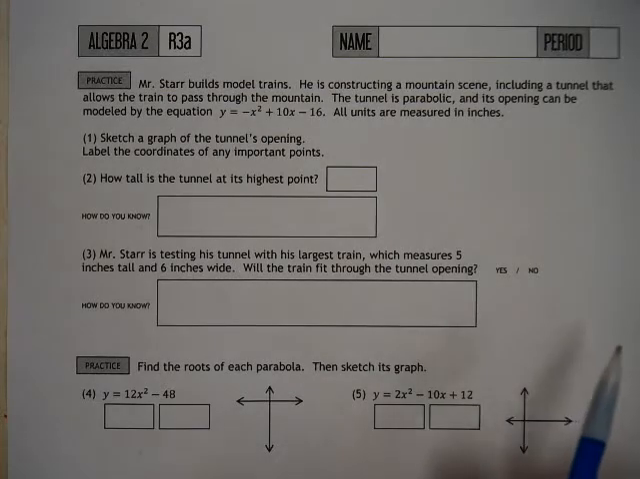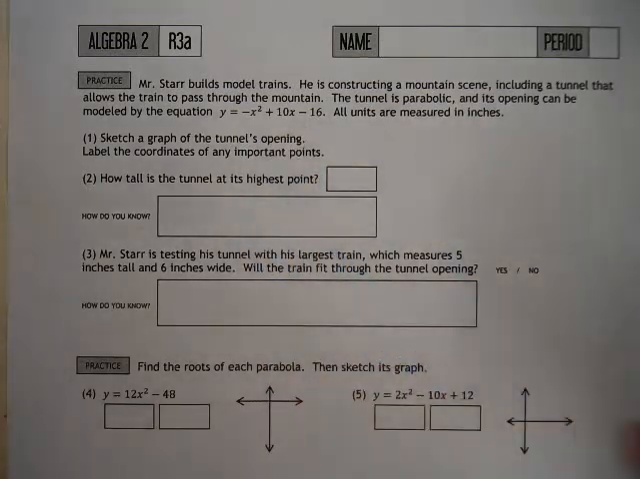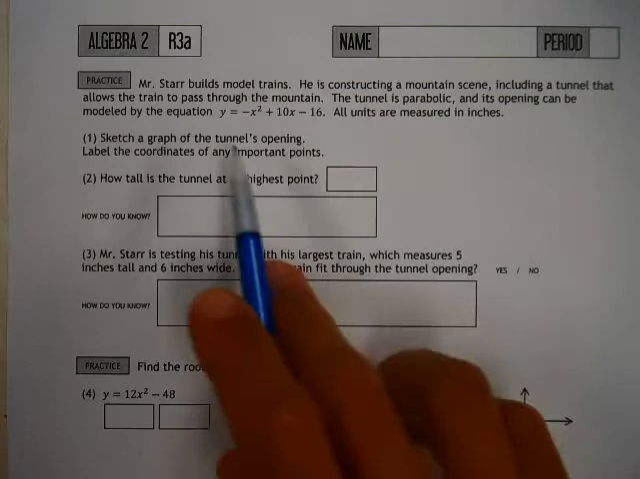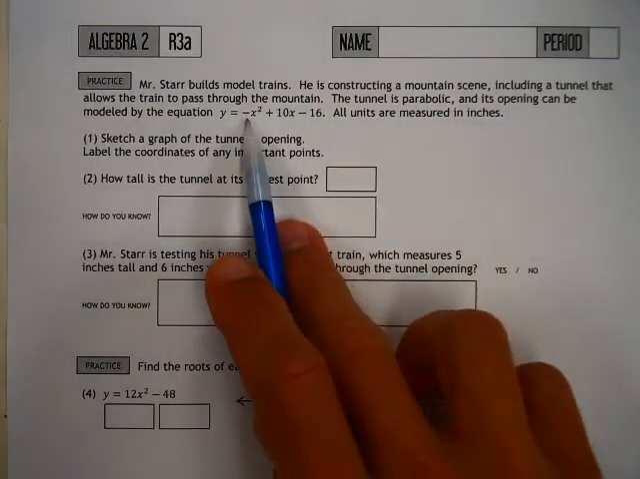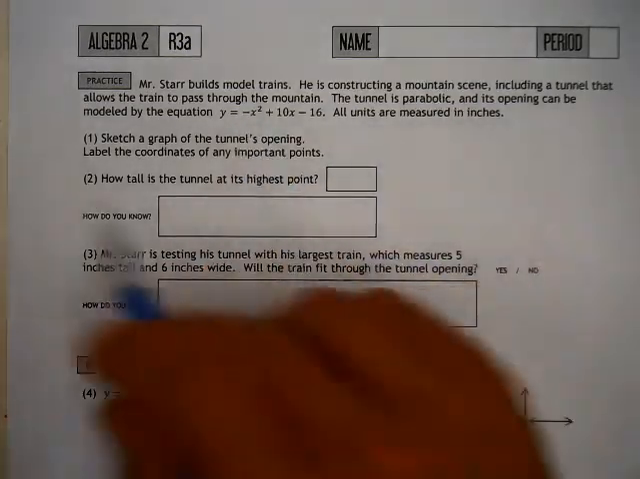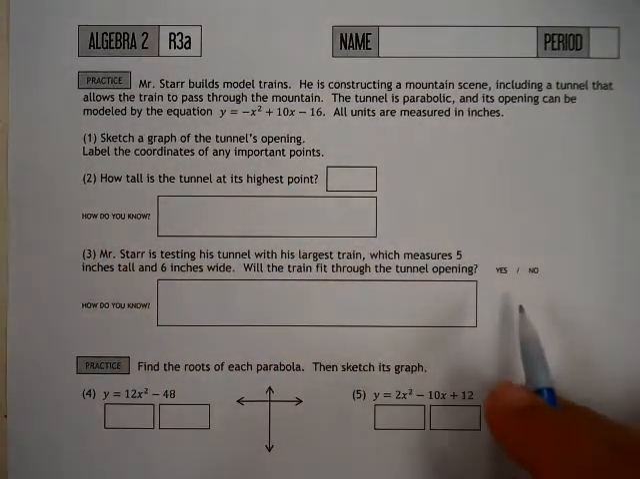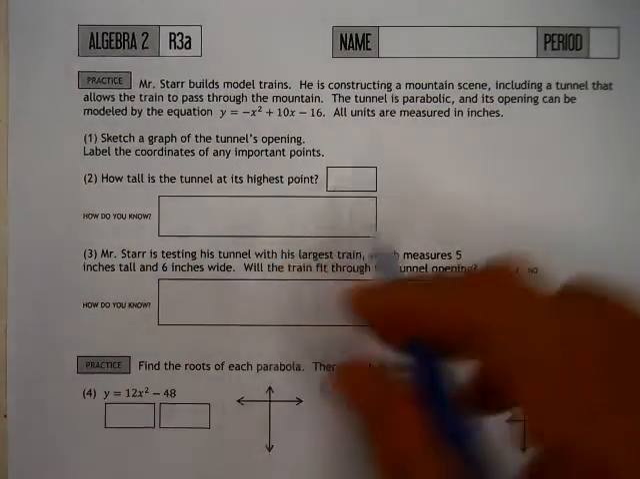Okay, as we've seen here recently a number of times, we've got an equation that gives us a model of some sort of object that we're dealing with in the real world. In this case here, it's a tunnel with an upside down parabola. Okay, we've got the x squared and the negative. We're told to sketch a graph of this, but we don't know much about it. So, how tall is the tunnel at its highest point? Well, that's going to be the vertex.